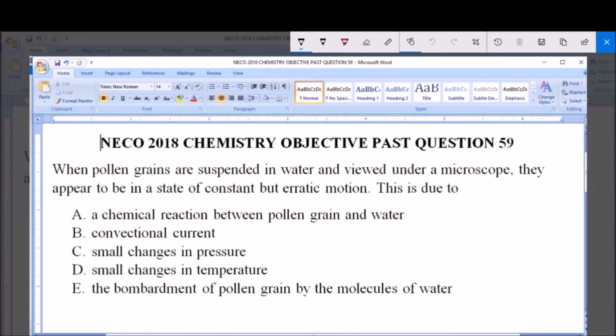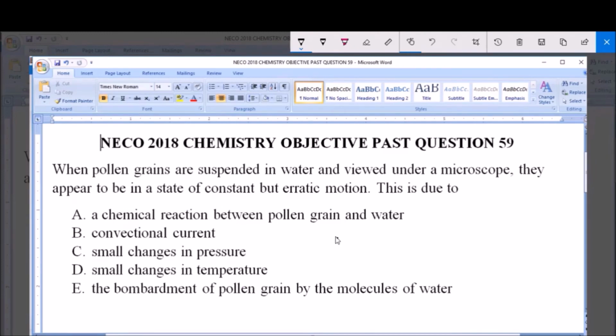When pollen grains are suspended in water and viewed under a microscope, they appear to be in a state of constant but erratic motion, that is a random motion. Now this is due to A, a chemical reaction between pollen grain and water, B, convectional current, C, small changes in pressure, D, small changes in temperature, and E, the bombardment of pollen grain by the molecules of water.